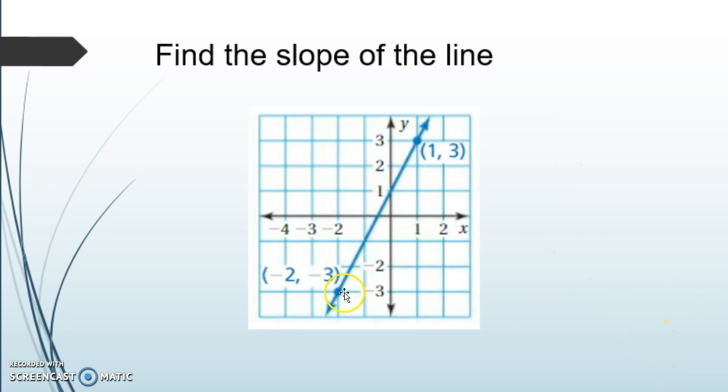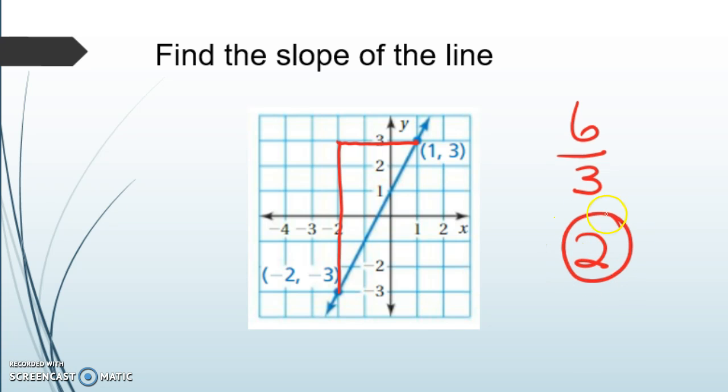All right, for this next one, I'm going to count on this one since these are both in the middle of their points. So rise is 1, 2, 3, 4, 5, 6. My run is 1, 2, 3, 6 over 3. So my slope is going to be 2. You could have also plugged it into this equation. You would have had 3 minus -3, which is 6, and then 1 minus -2, which is 3. 6 over 3 is 2.